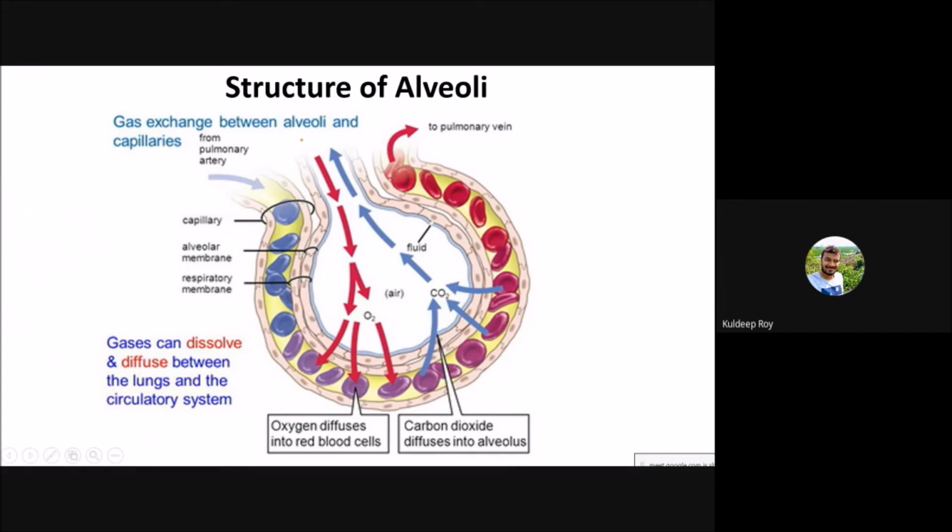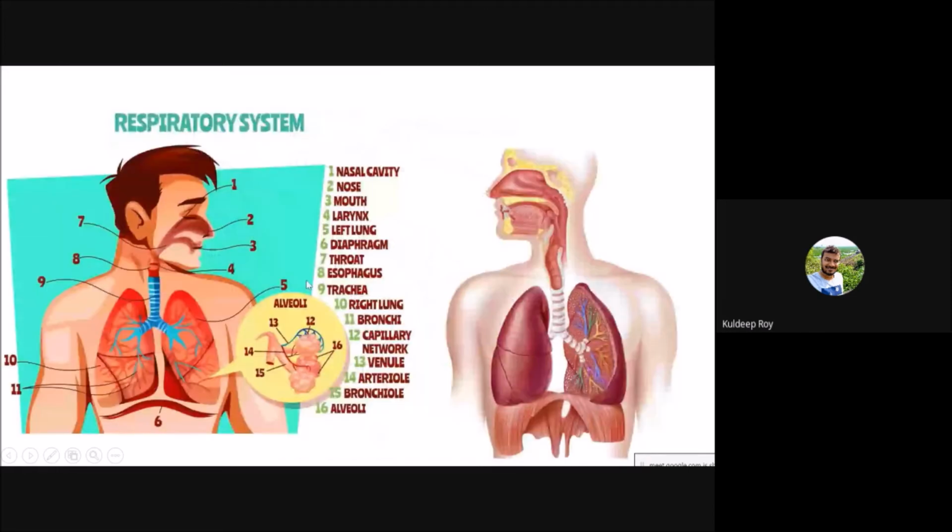You are inhaling oxygen. Now you can see oxygen coming. Okay, before starting, I am talking about this particular region I've highlighted. There will be millions of alveoli. I have highlighted only one alveolus, and we will see how the mass transfer will happen.